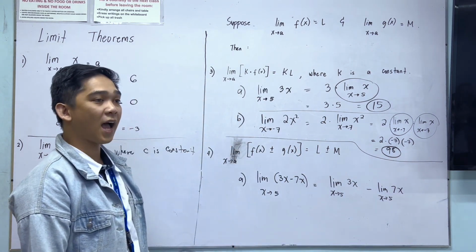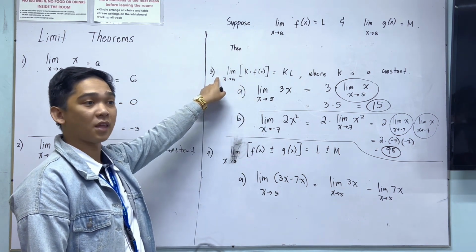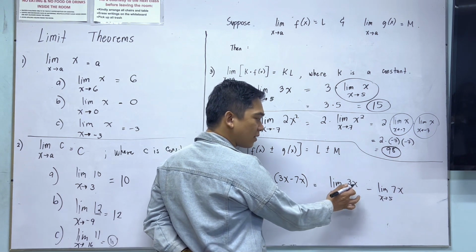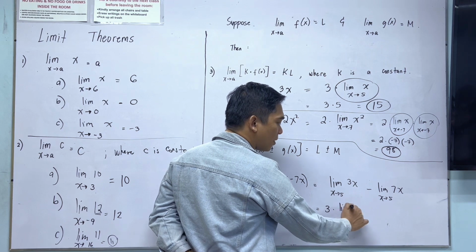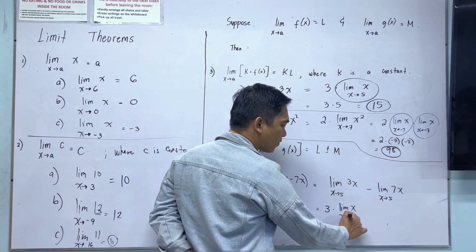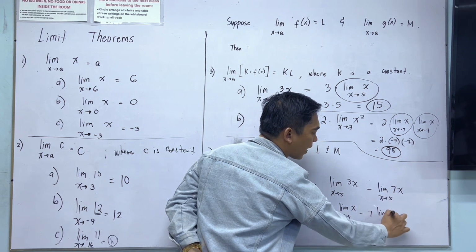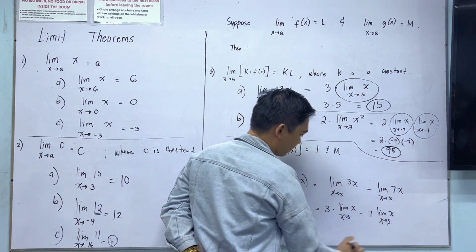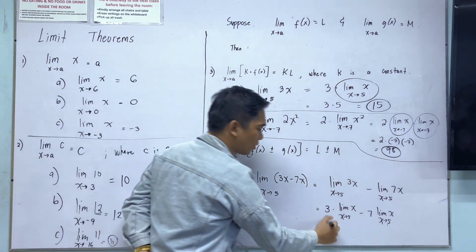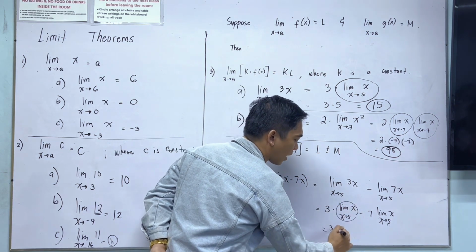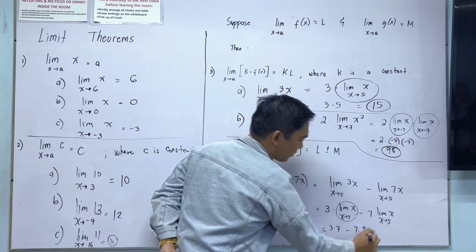Pag napaghiwalay na, ilabas natin yung constant applying theorem number 3. Ano ba yung mga constant? 3. Lagyan sa unahan si 3 times limit of x as x approaches 5 minus 7 times limit of x as x approaches 5. Following theorem number 1, so 3 times 5 minus 7 times 5.